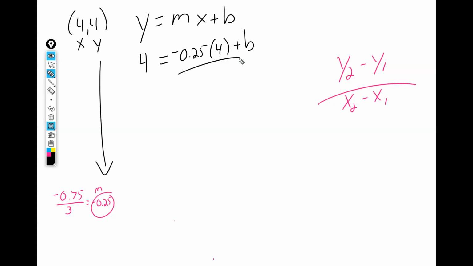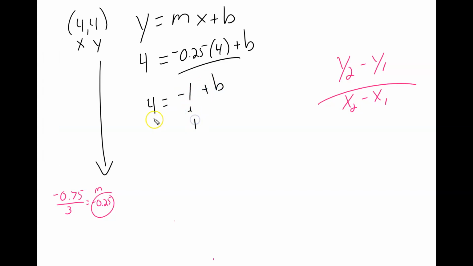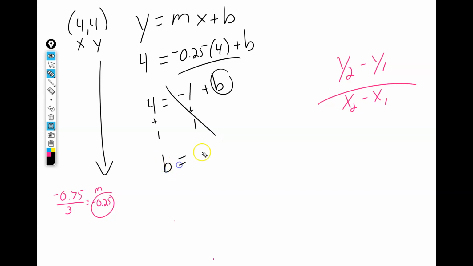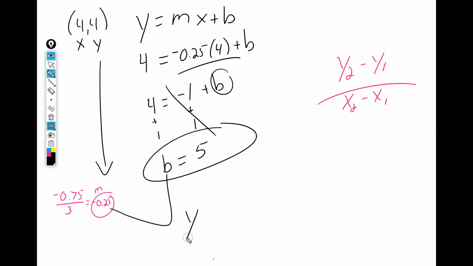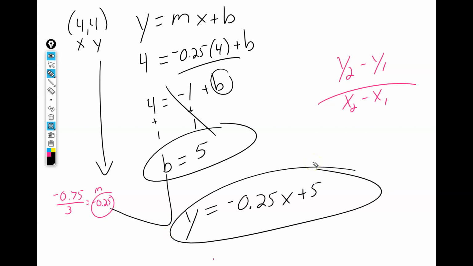So 4 times negative a quarter gives me negative 1. Add 1 to both sides so that you can isolate the b. Those cancel out. We're just solving the equation. So b equals 5. So take your y-intercept, take your slope, and put it in slope-intercept form. y equals negative 0.25x plus 5. So there's our function for A.